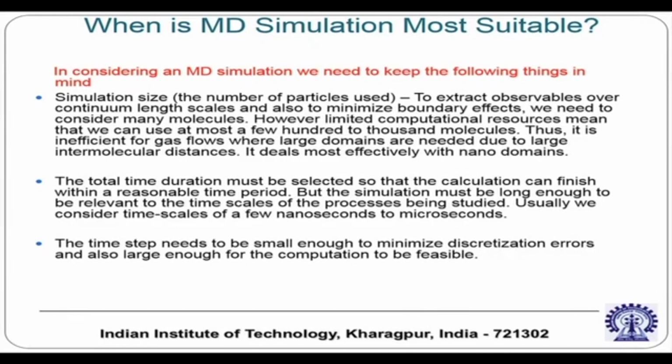Thus it is inefficient for gas flows where large domains are needed due to large intermolecular distances, and it deals most effectively with nano domains. The total time duration must be selected so that the calculation can finish within a reasonable time period, but the simulation must be long enough to be relevant to the time scales of the processes being studied. Usually we consider time scales of a few nanoseconds to microseconds.